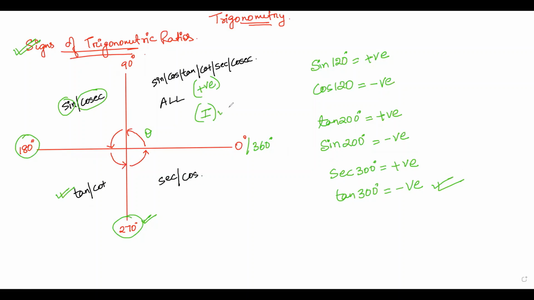So in the first quadrant, all the trigonometric ratios would be positive. In the second quadrant, only sine and cosec would be positive. In the third quadrant, only tan and cot would be positive. And in the fourth quadrant, only sec and cos would be positive, and the rest of the trigonometric ratios would be negative.